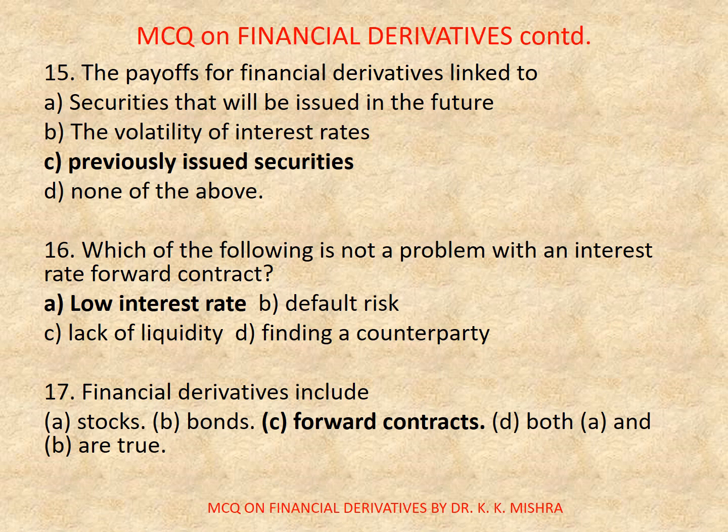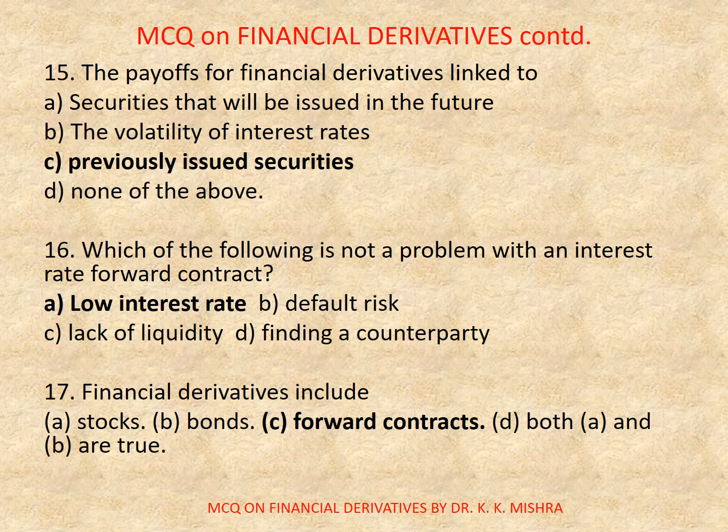Question number 15. The payoffs for financial derivatives are linked to. Options are A. Securities that will be issued in the future, B. The volatility of interest rates, C. Previously issued securities, D. None of the above. Correct option is C. Previously issued securities.